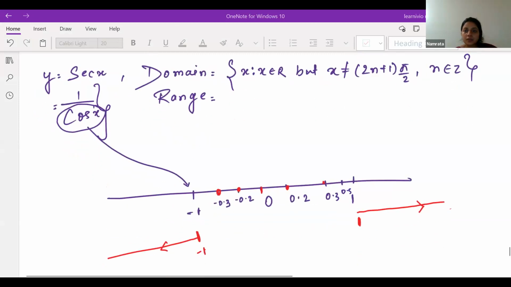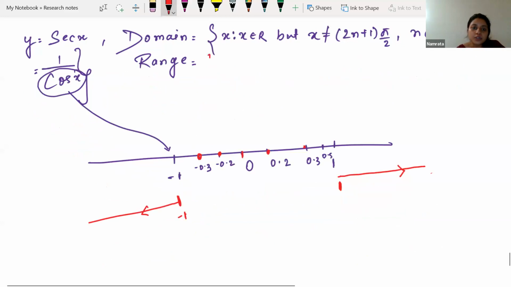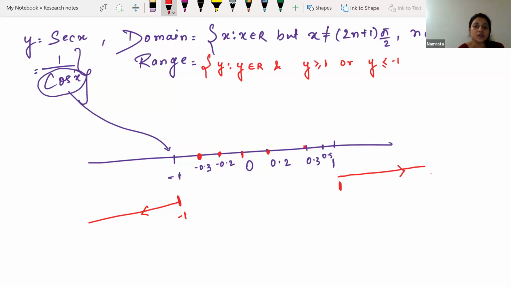So range of sec x, I am going to write, it will be set of all y, such that y belongs to real numbers, and those real numbers must follow this pattern, that is y must be greater than or equal to 1, or y must be less than or equal to -1.